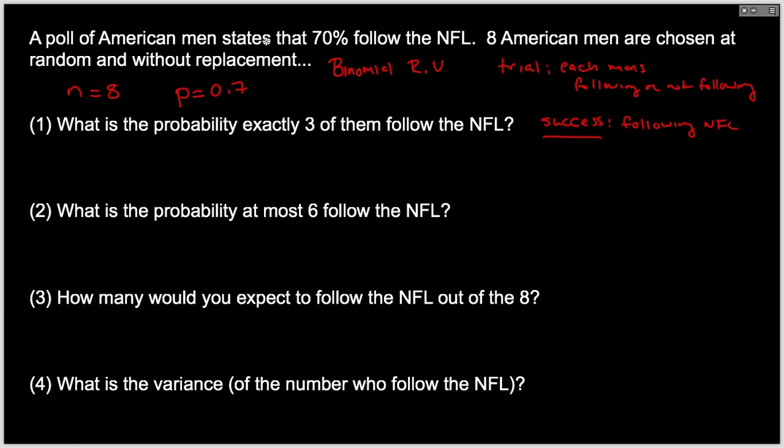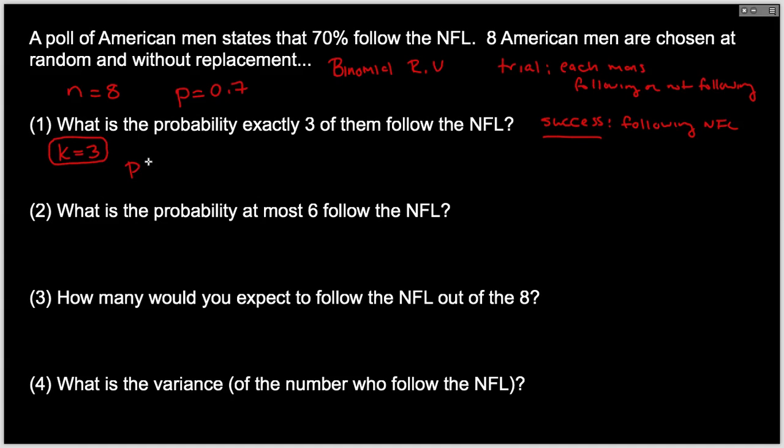70% of men follow the NFL, so the probability a randomly selected person follows the NFL is 0.7. Now, question 1 asks us, what is the probability exactly 3 of them follow the NFL? So here, K is equal to 3. We want to find the probability that K equals 3.